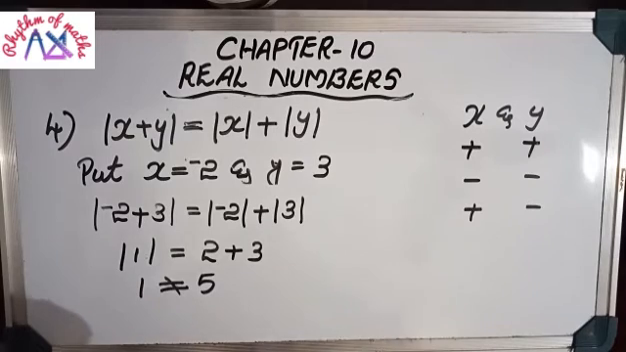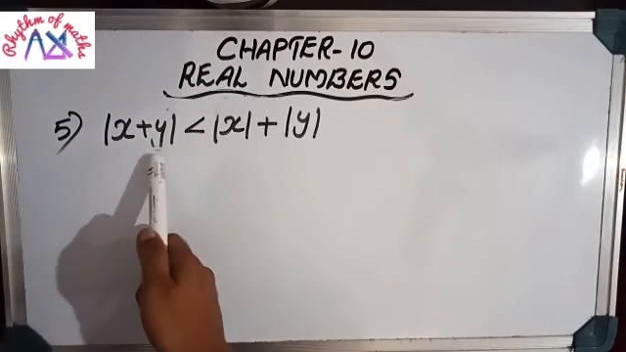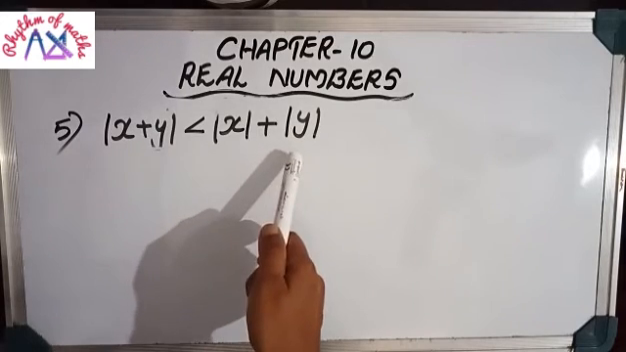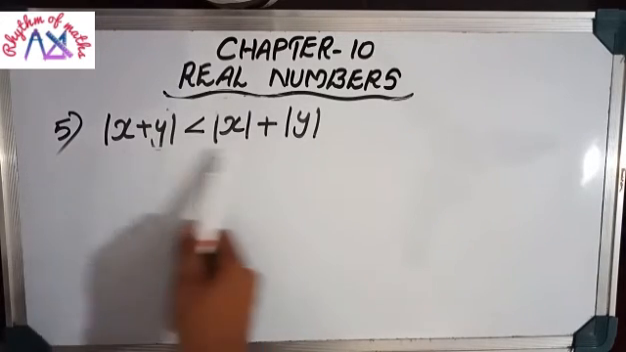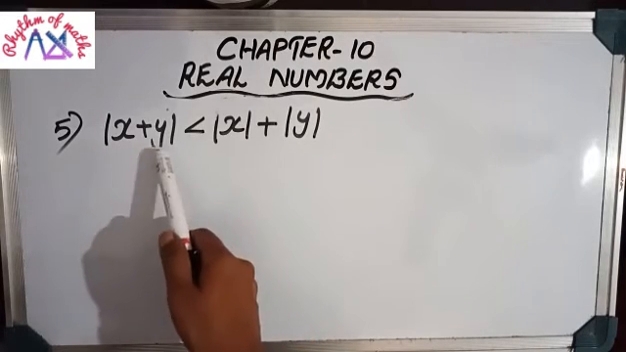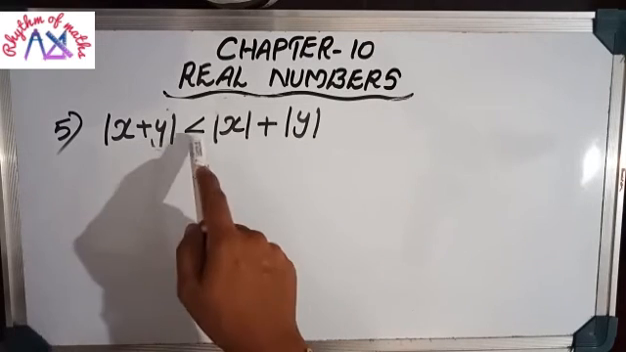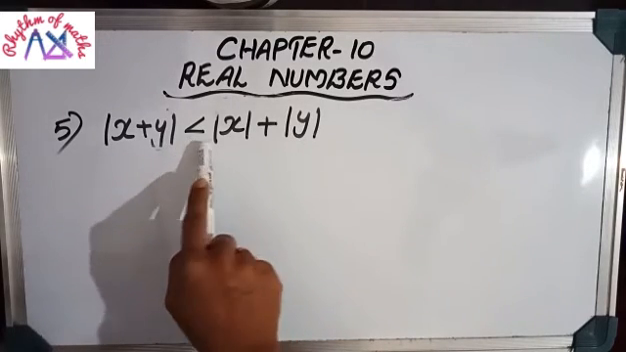Now let's do question number 5. This is question number 5. Here modulus x plus y less than modulus x plus modulus y. Are there numbers which satisfy this equation? That is the question. So x and y. If we choose x and y as positive number, what will be the answer? Instead of this less than sign, we will get equal sign.